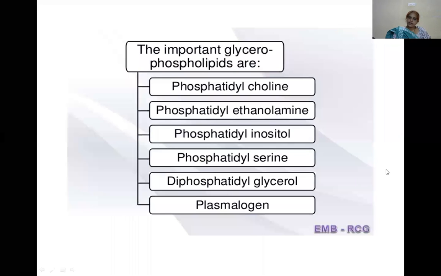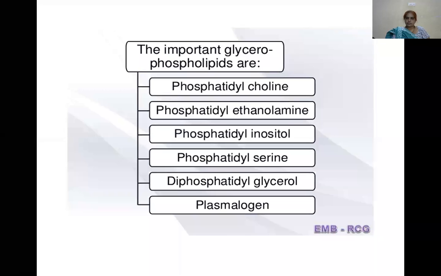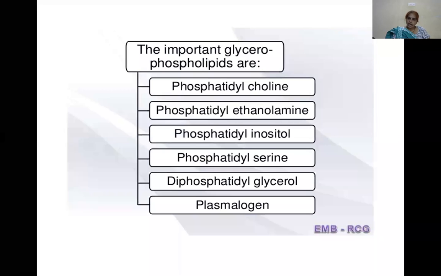They are phosphatidylcholine, phosphatidylethanolamine, phosphatidylinositol, phosphatidylserine, phosphatidylglycerol, and plasmalogens. You can remember easily, all are phosphatidyl, but the end name is different: choline, ethanolamine, inositol, serine, glycerol, and the last one is plasmalogen. These are the most important glycerophospholipids, altogether coming under 6 categories.